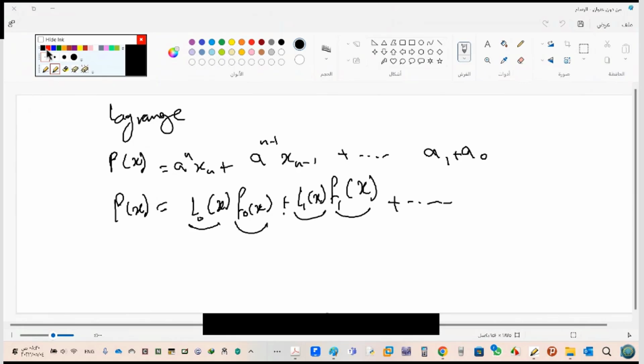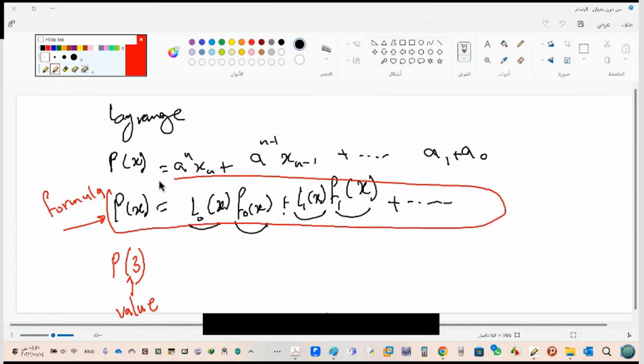Okay, this is repeated. Where is the problem? For example, if I ask you to find P3. If I want to find a value, here I want to find the formula. So if I need a formula, I need Lagrange. For a value, you have to find, first of all, the formula, then find the value. And again, for example, this is P3. So you have to calculate this one and this one.